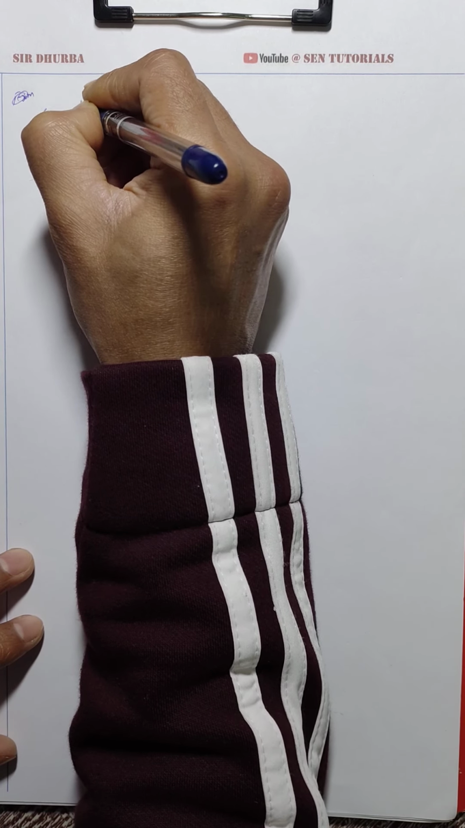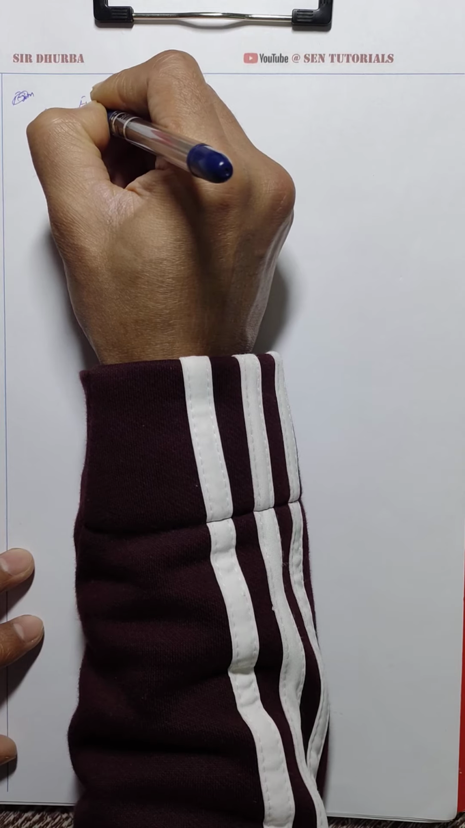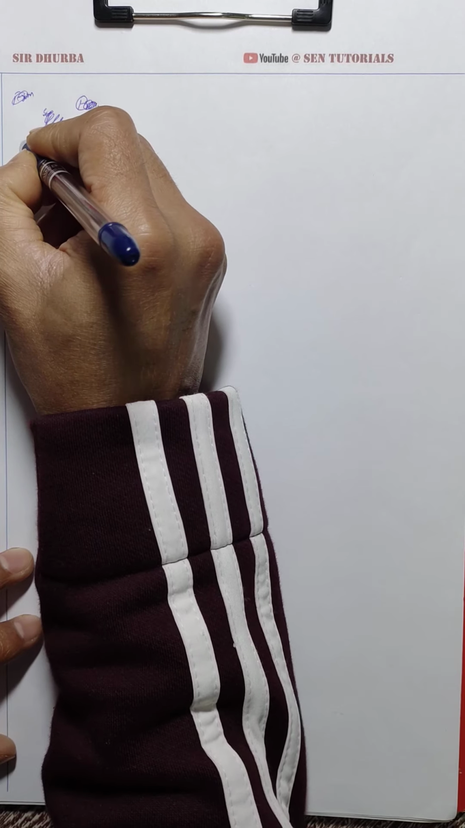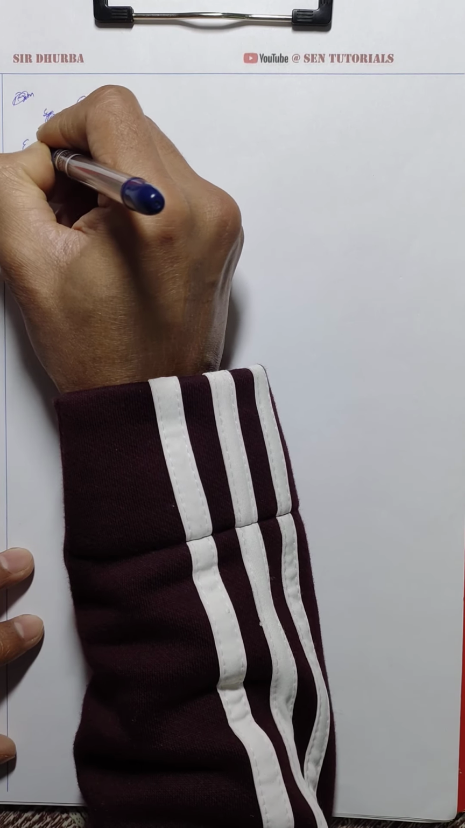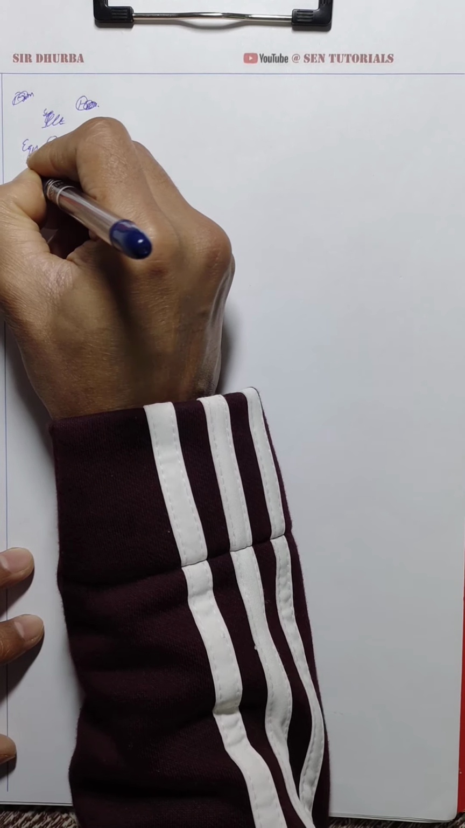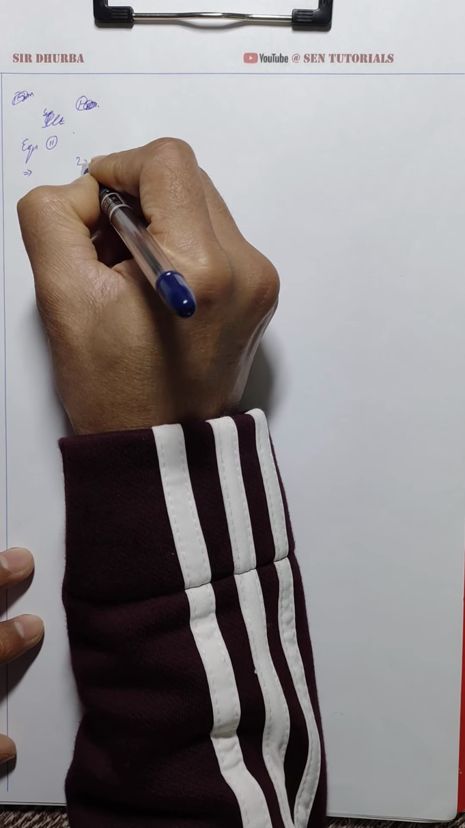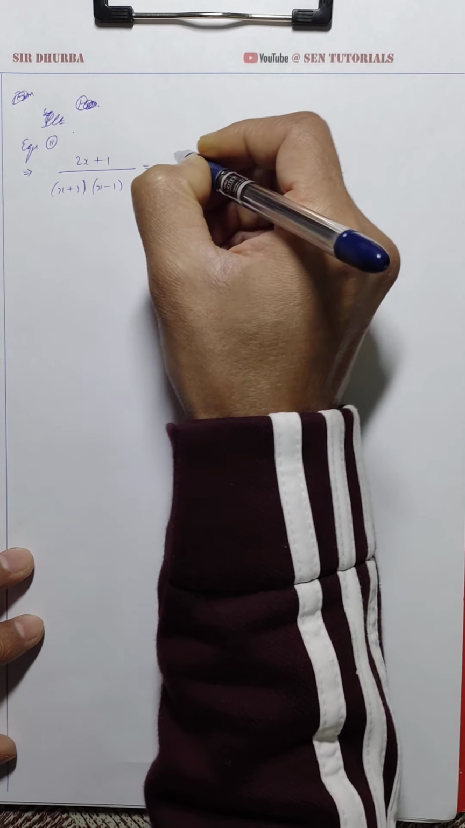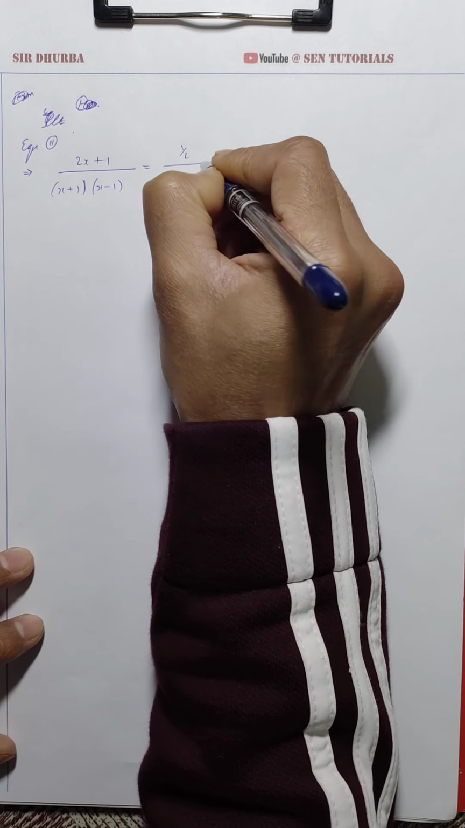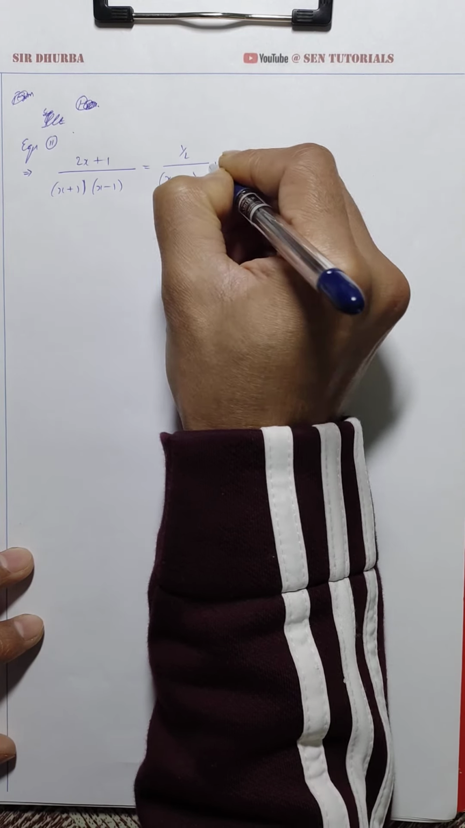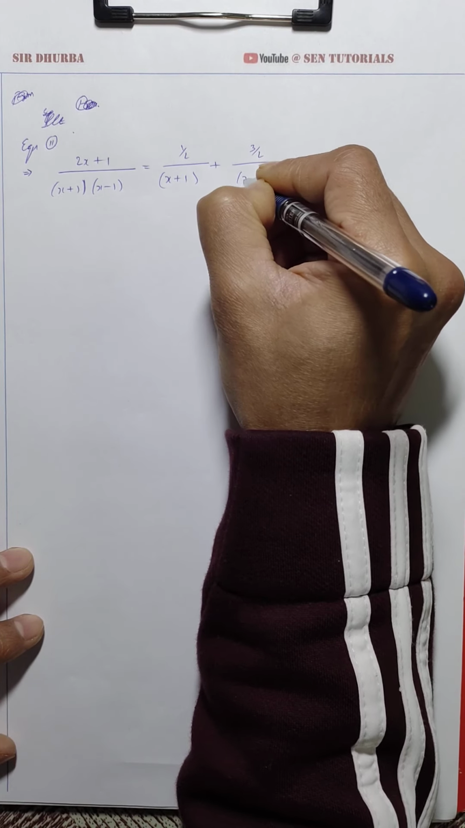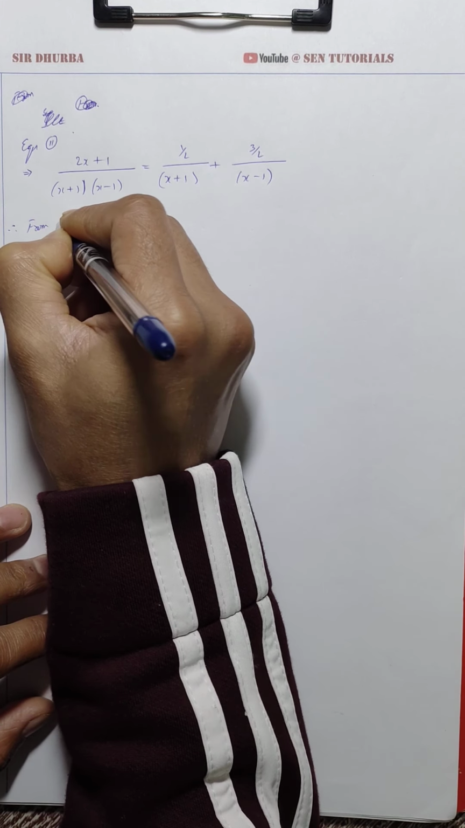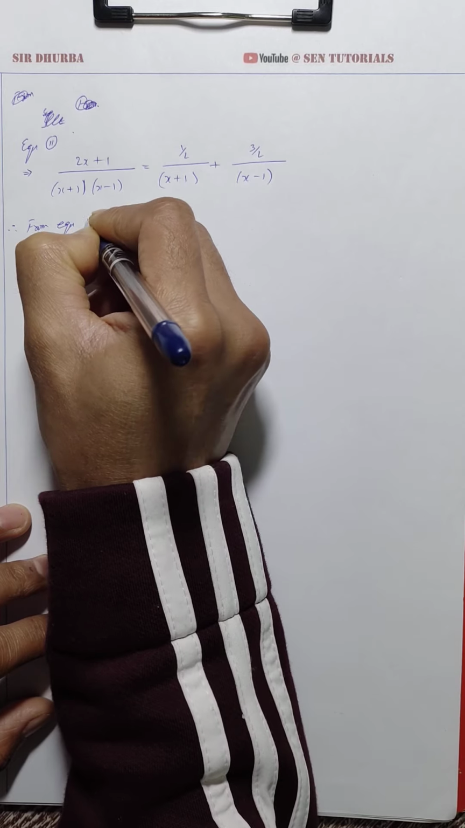So equation 2 implies, equation 2 was 2x plus 1 over x plus 1 into x minus 1. What was the value of a that we have got? 1 by 2 divided by x plus 1 plus value of b, 3 by 2 divided by x minus 1. Therefore, from equation 1, what do we have?